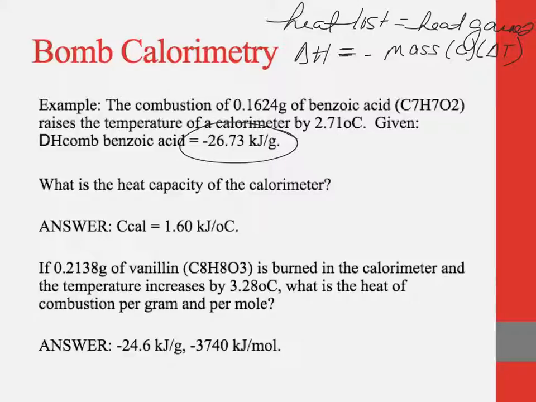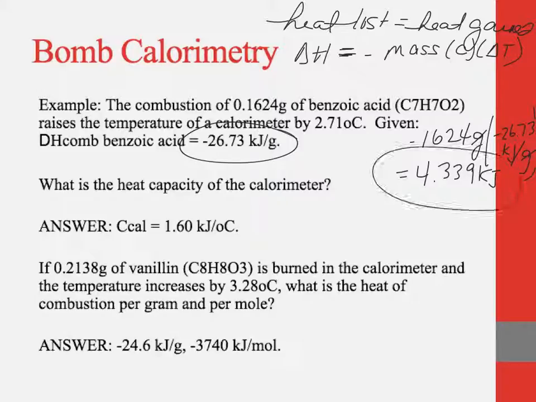So it's very easy. In the beginning, we just have to take our grams, 0.1624 grams, and times it by our negative 26.73 kilojoules per gram. Our grams are going to cancel, and this is going to give us 4.339 kilojoules.